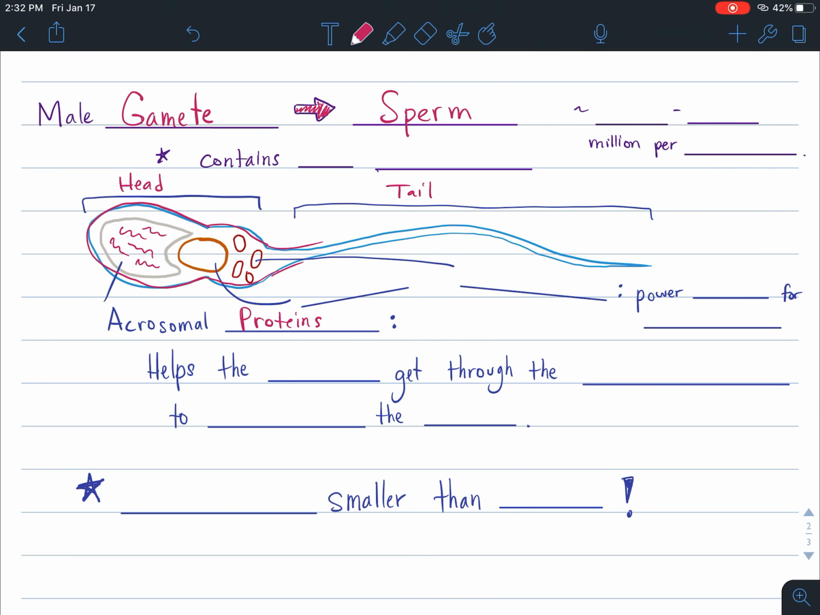And these acrosomal proteins are in the head of the sperm because these are going to be the things that help the sperm get through that zona pellucida that we were just talking about. So the acrosomal proteins break down the zona pellucida so that the sperm can fertilize the egg. In order for that sperm to actually get to the egg, it has to break that jelly stuff down and actually get closer and closer and closer until it can enter that egg cell.